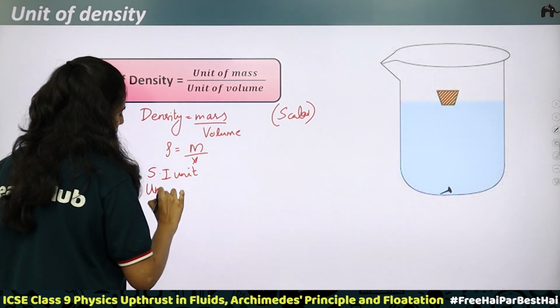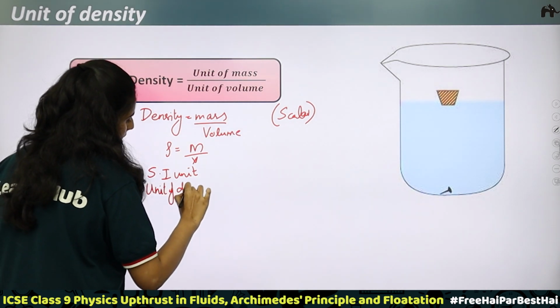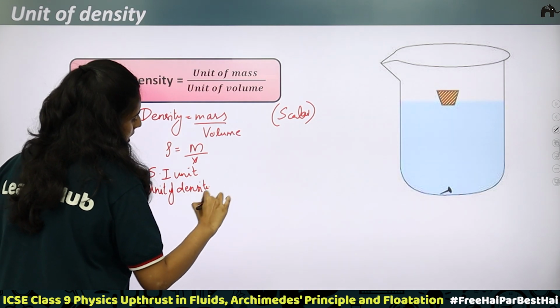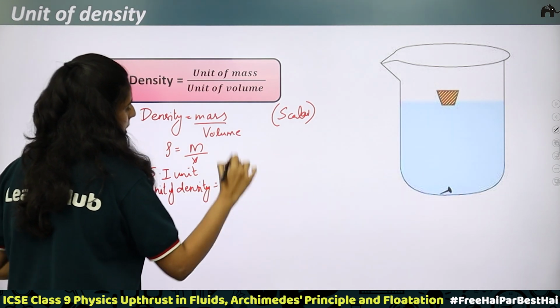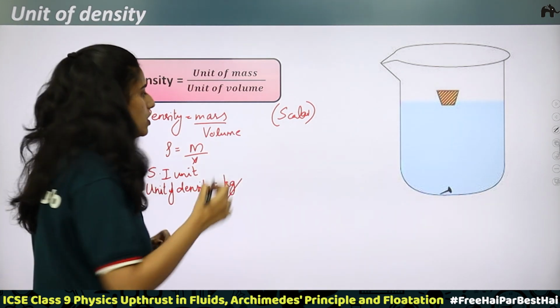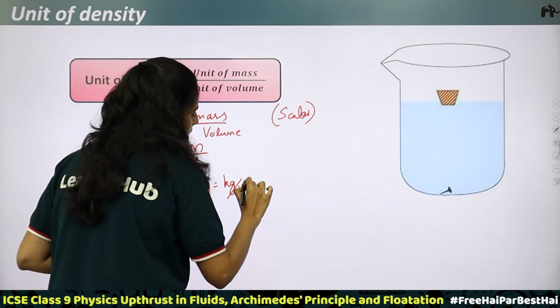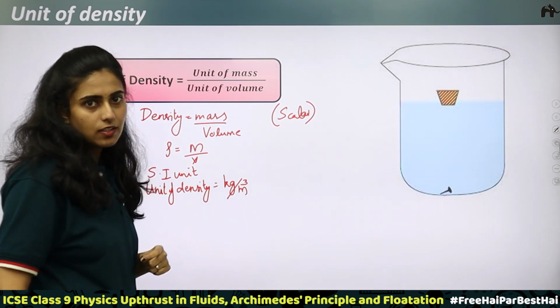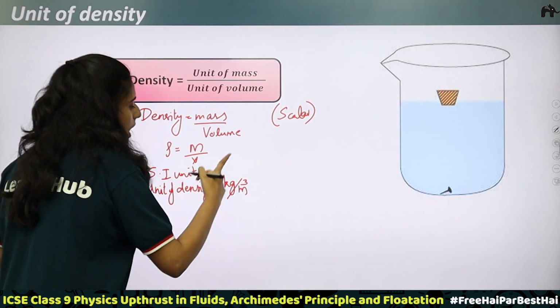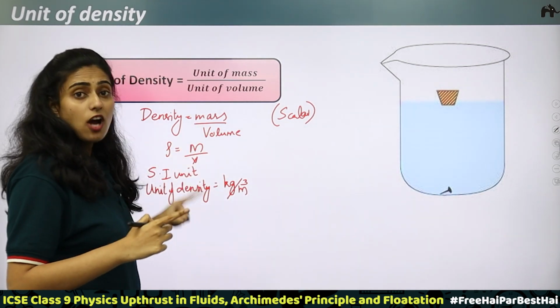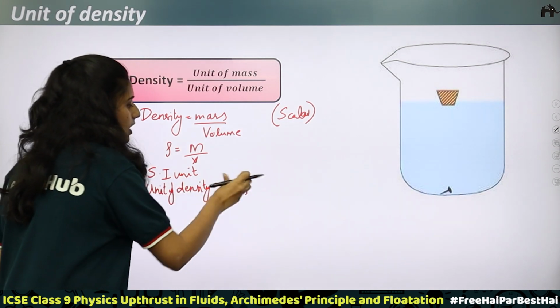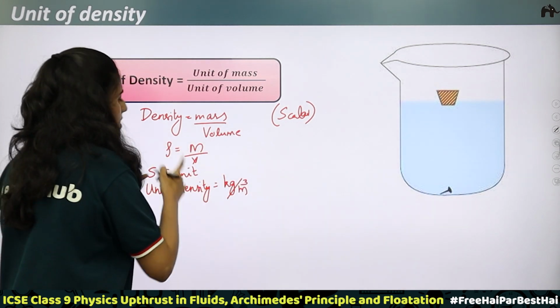So unit of density is equal to kilogram per. What is the SI unit of volume? Volume, SI unit also we have derived, that is meter cube. So kilogram per meter cube is the unit of density. Unit of density is kilogram per meter cube. So this is the SI unit.